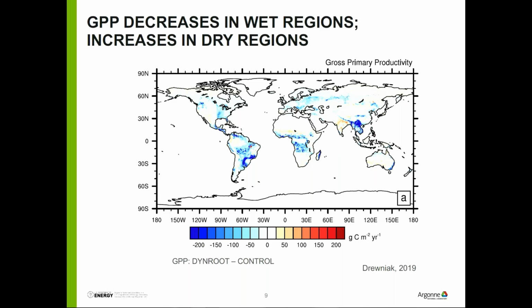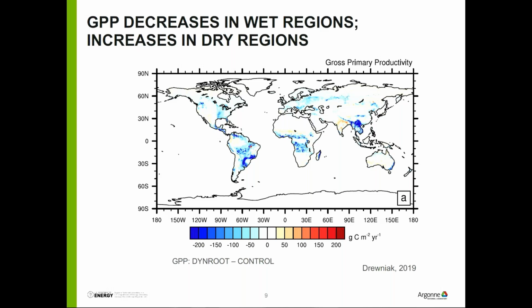But it doesn't decrease everywhere. If you look closely at this map, the areas where it's arid, or even in some polar areas, we have small increases in GPP. So it shows that the dynamic root model is responding differently in different ecosystems. And I'll explain a little bit more what's going on.